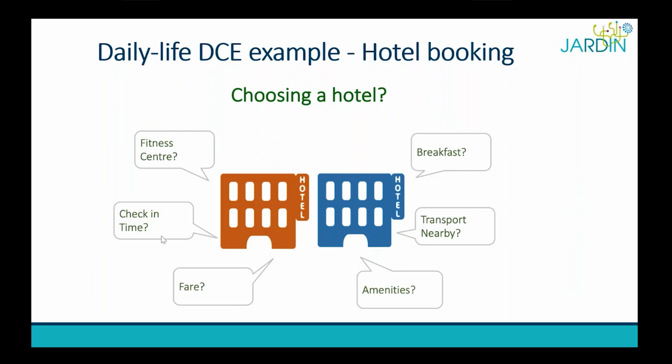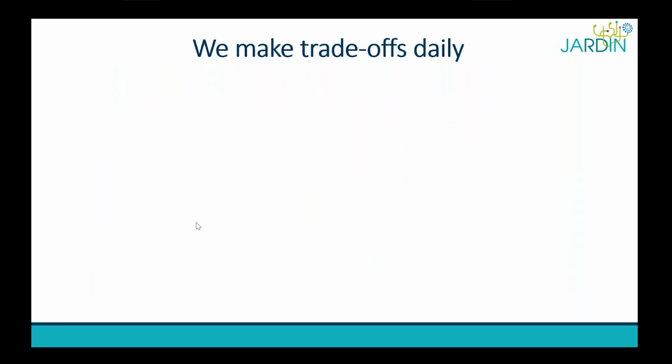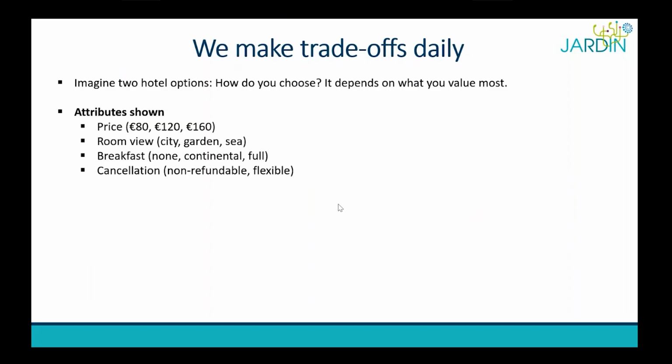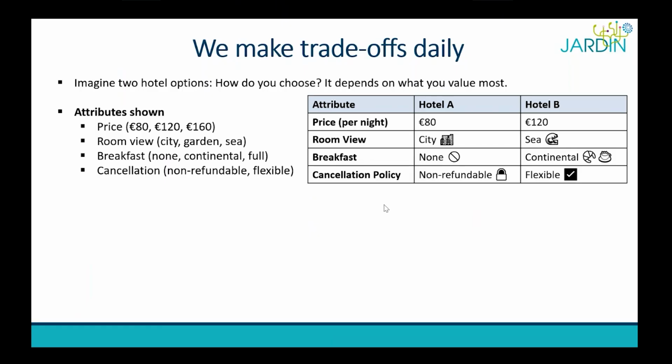If you go to the next slide, please. Let me give you a specific example. Imagine there are two hotel options for you in your next booking decision. And the question is, how do you choose? The answer depends on a number of factors. It depends on what you value most. In most booking decisions, you see a number of characteristics. You consider the price of the hotel per night, whether there is a room view, availability of breakfast, what about the cancellation policy? We consider all these factors, and imagine these are the options that you have when you make a hotel booking decision.